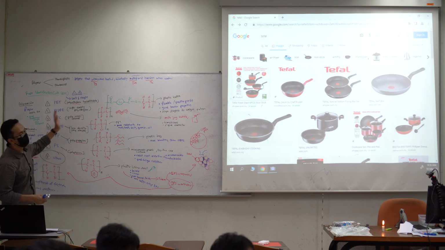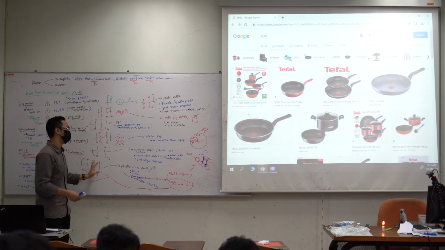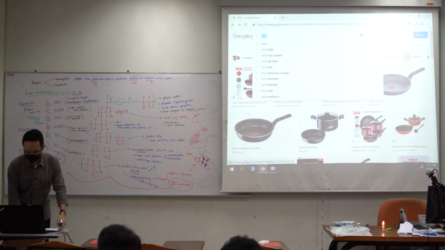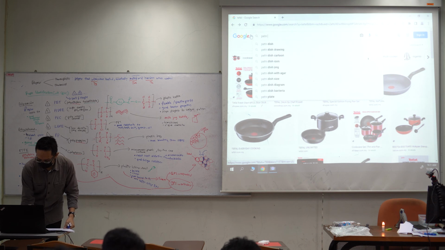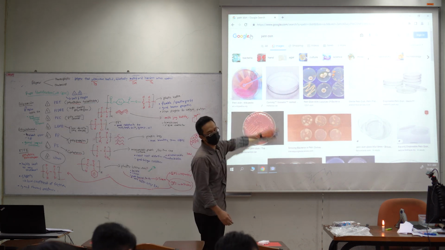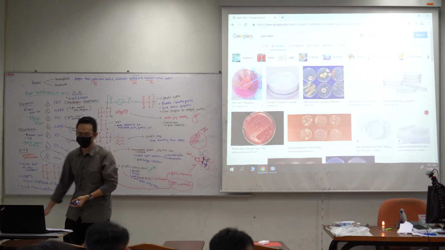Once you learn everything like this, you know all these things are thermoplastic. But for the material that you see, for example, let's say you have a petri dish. Have you seen a petri dish before? This is the plastic petri dish, because you also have glass petri dish.